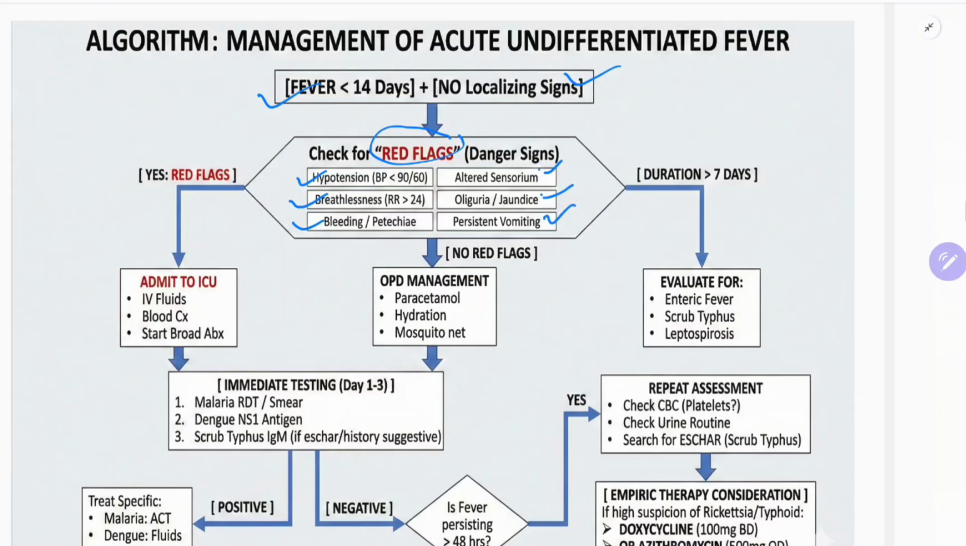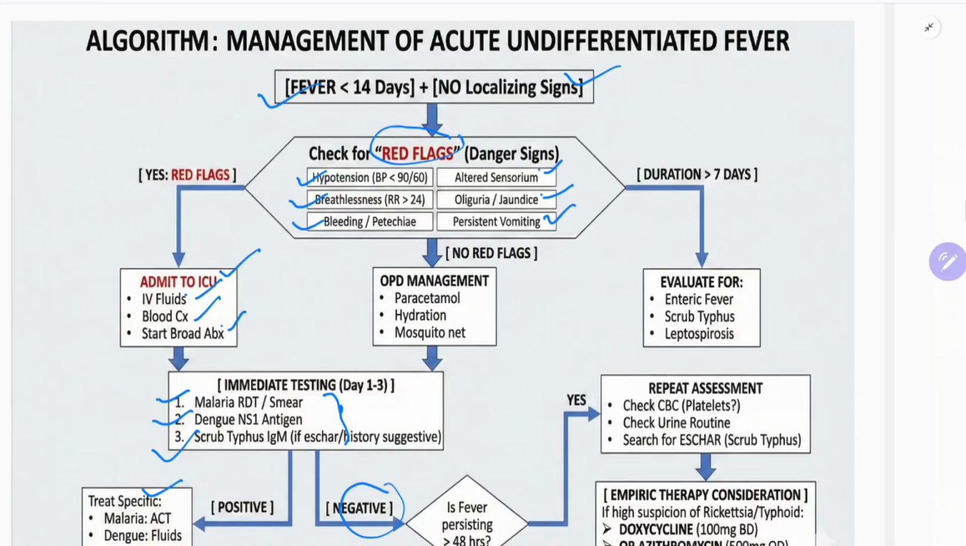Persistent vomiting. Okay, if the red flags are present, then admit to ICU, give IV fluids, send blood culture, and start broad spectrum antibiotics. Meanwhile send the investigations for malaria, dengue and scrub typhus. Now if that is positive, then treat specifically like malaria and dengue. Now if these three things are negative, these three are common diagnoses in acute undifferentiated fever. That's why we are excluding these three things.